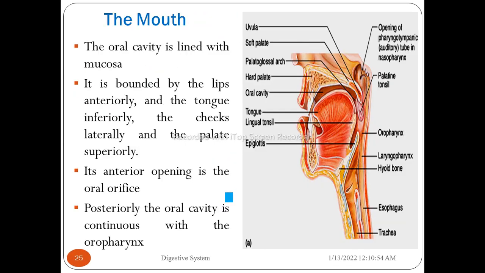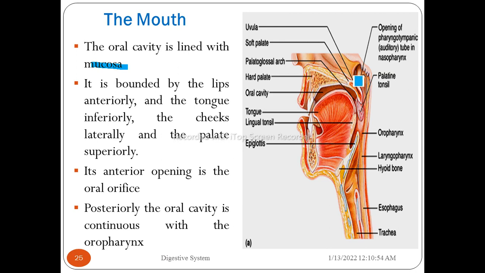Within the mouth there is the oral cavity. The oral cavity is lined with mucosa. It is bounded by the lips anteriorly and the tongue inferiorly. This is the tongue, this is the oral cavity, and this is the lip anteriorly. The cheeks are laterally, found on this area. The palate is superior.